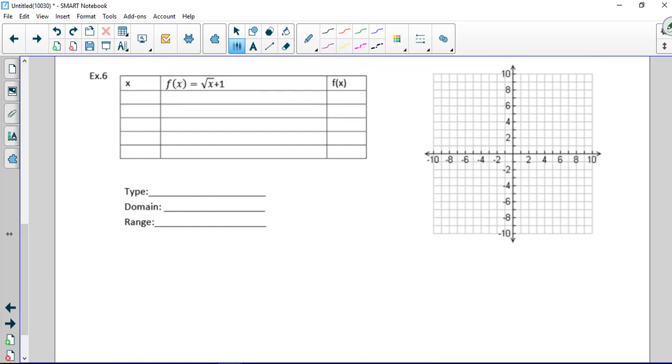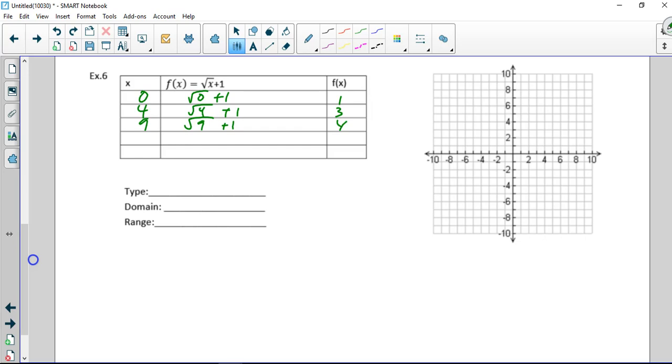Okay, square root of a number plus 1. So I'm going to, again, I can't use negatives, we can't use square root of negative. So I'm going to start with 0 and use 4 and 9. Because the square root of 0 is 0, plus 1 is 1. The square root of 4 is 2, plus 1 is 3. And the square root of 9 is 3, plus 1 is 4. And I can't really do the square root of 16 on here because it only goes to 10, so we're just going to stop there.